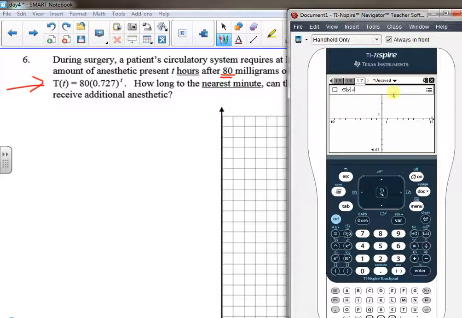And you'll put in the function that you have. So you'll just type the 80, open the parentheses, it's a 0.727, close the parentheses, use your caret key. Remember, there are no t-axes in your calculator, so we'll use an x in place. And we see a curve out there. It's supposed to be decay because that's what's happening with the anesthetic.